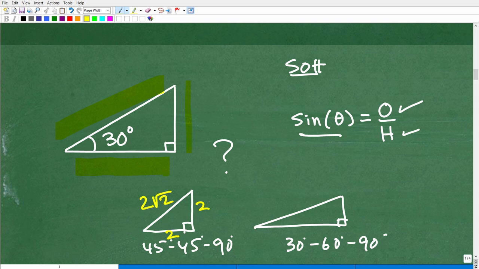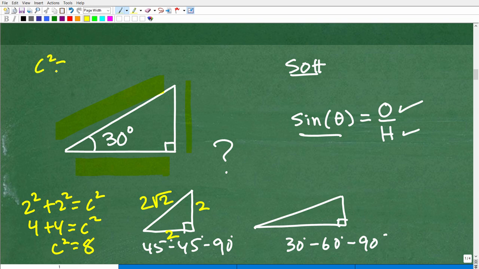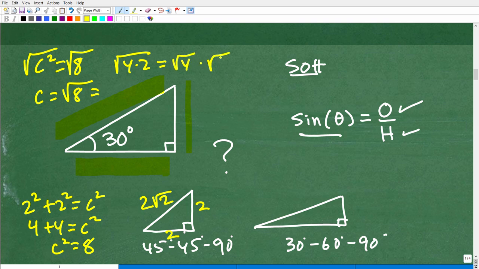Okay, and we can see that using the Pythagorean theorem. So 2 squared plus 2 squared is going to be equal to the hypotenuse squared, or c squared. And so 2 squared and 2 squared, this is going to be 4 plus 4 is equal to c squared. I know I'm taking a little bit of time here, but let's just review this. So c squared is equal to 8. When I take the square root of both sides, c is going to be equal to the square root of 8. And that's going to be the same as the square root of 4 times 2. I could break it up this way: square root of 4 times the square root of 2. That's going to be 2 square root of 2.